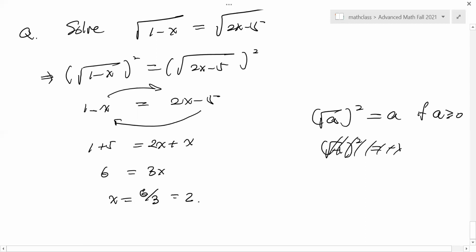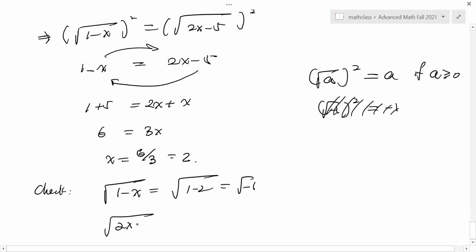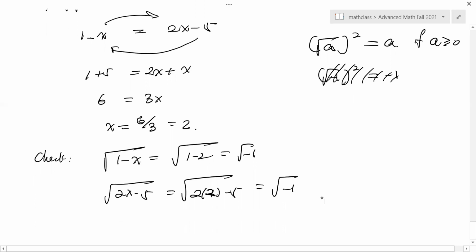Maybe not. Why? Check it. Square root of 1 minus x is going to be square root of 1 minus 2, which becomes negative 1. Square root of 2x minus 5 is going to be 2 times 2 minus 5, that's going to be negative 1. So both sides are going to be square root of negative 1. That's undefined in the real world.